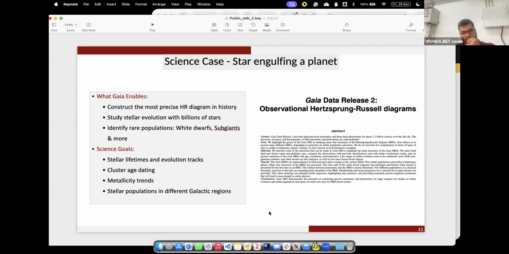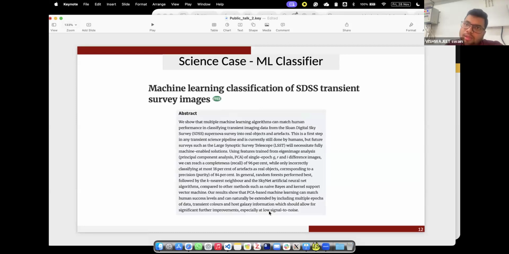And then again, we will try to make an HR plot using Python and the tool Topcat.